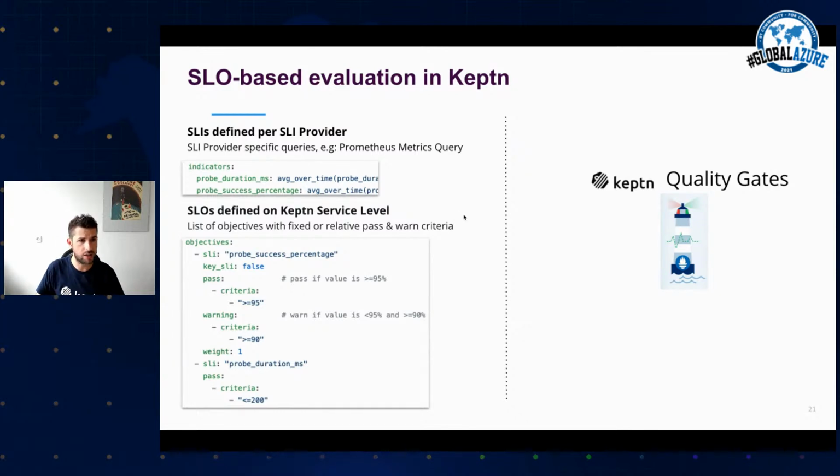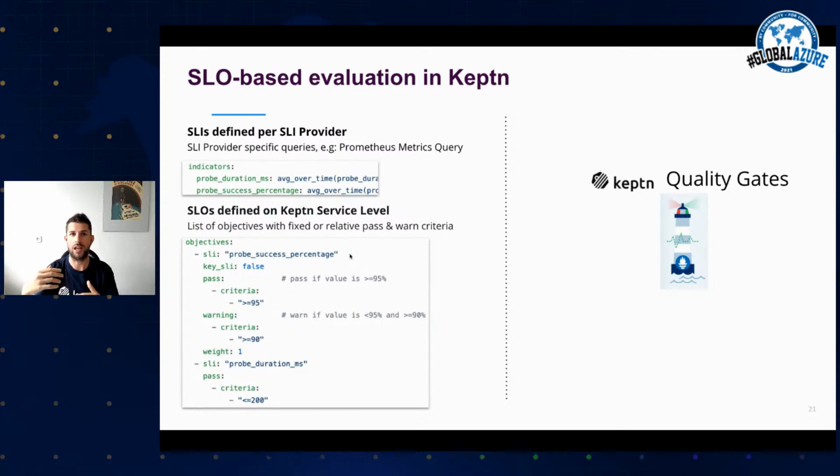So the indicators, again, here, it's basically a metric. We give it a name and the expression how to retrieve this metric. We have integrations with different tools like Prometheus or Dynatrace, where we can retrieve the data. But we already abstract from the actual data retrieval in the service level objective definition, because here we're only interested in a concrete objective, and we want to evaluate, for example, here, the success percentage of some probes.